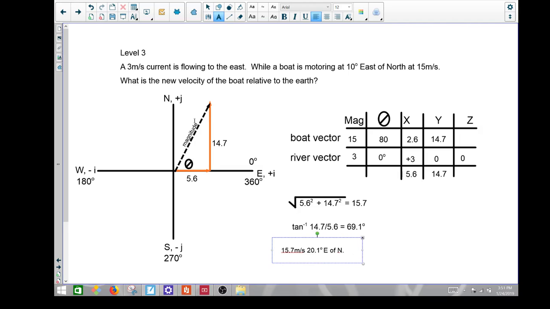The other way we could do it is 15.7 meters per second, and that'd be 69.1, and it would be north of east. All right, and that is the answer to this question. Either one is, in our opinion, acceptable. The smaller angle might be more desirable, but thank you very much.